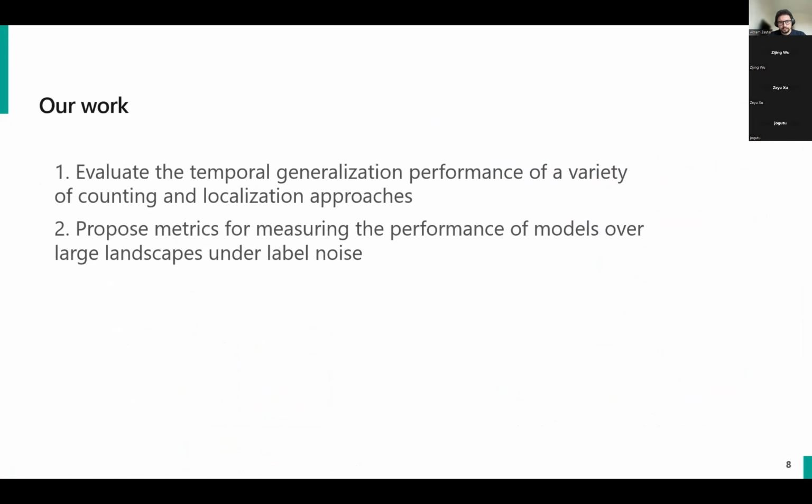This aspect, how to evaluate models that are performing this task, is a key aspect of the work that we did here. We do two things. One, focus on evaluating the temporal generalization performance of a variety of different counting and localization approaches, the two ways of approaching this problem that I mentioned previously. And the second thing that we do is propose metrics for measuring the performance of these models over large landscapes and when the actual label source that you have is noisy.